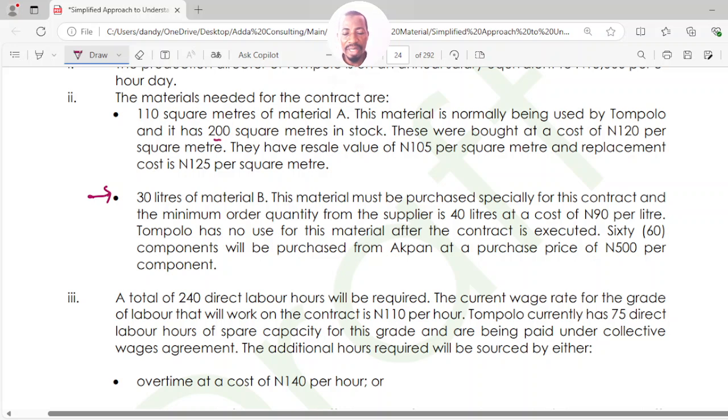60 components will be purchased from Akpan at a purchase price of 500 naira per component. Therefore, 60 multiplied by 500. Components are just like raw material. This is a component that you are going to use for the contract. Therefore, 60 multiplied by 500, whatever you have. So you account for that. The cost of the components is a relevant cash flow that you must consider.